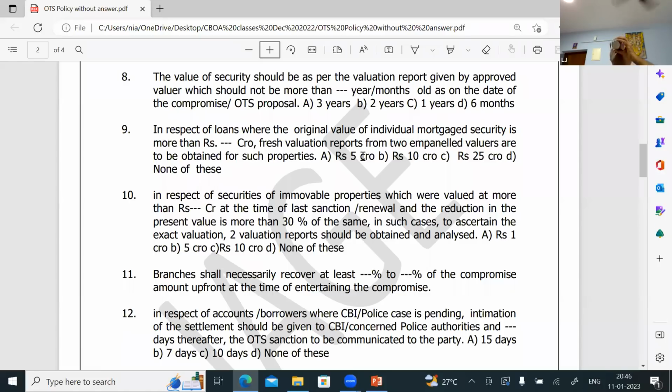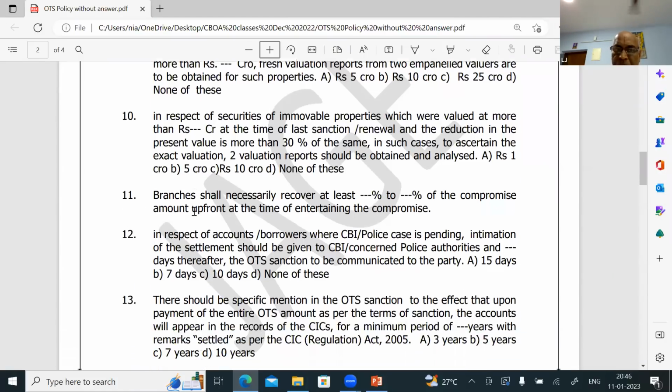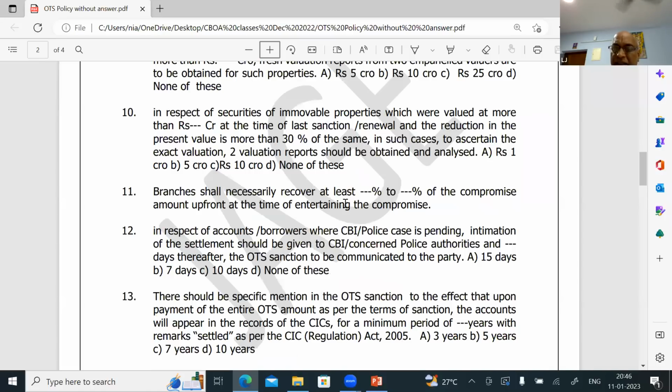Question number 10. In respect of securities of immovable properties, which were valued at more than rupees dash crores at the time of last sanction renewal, and the reduction in the present value is more than 30% of the same. In such cases, to ascertain the exact valuation, 2 valuation reports should be obtained and analyzed, 1 crore and above. Question number 10, answer is 1 crore and above. Question number 11, branches shall necessarily recover at least 10% to 15%. So 10 to 15% of the compromise amount upfront at the time of entertaining the compromise.